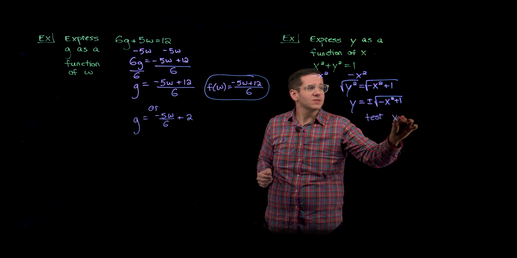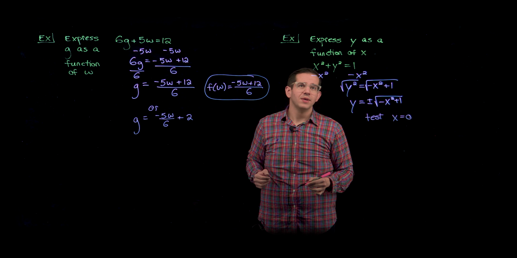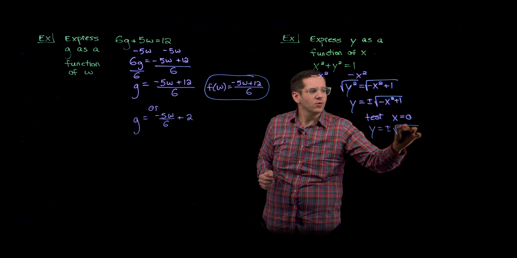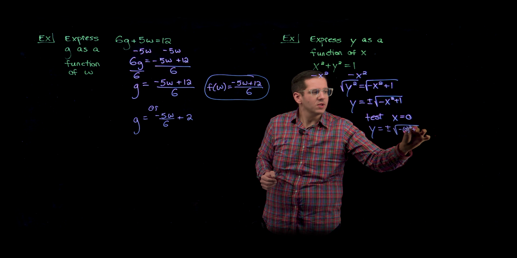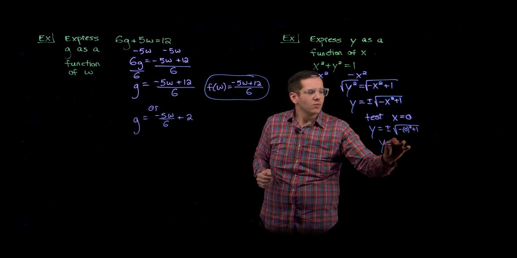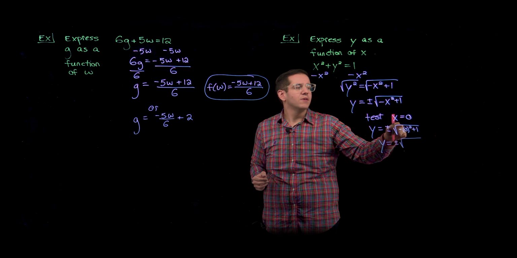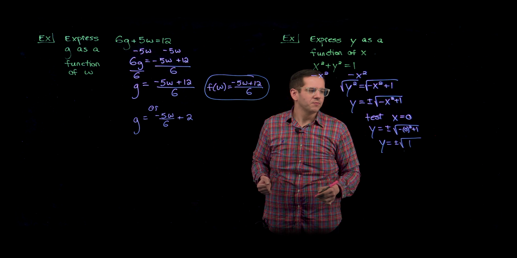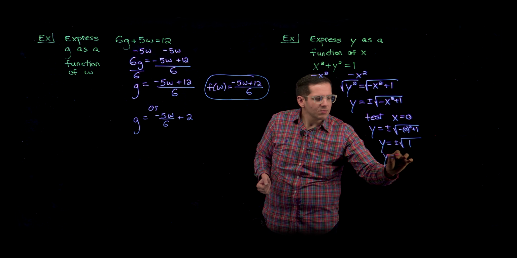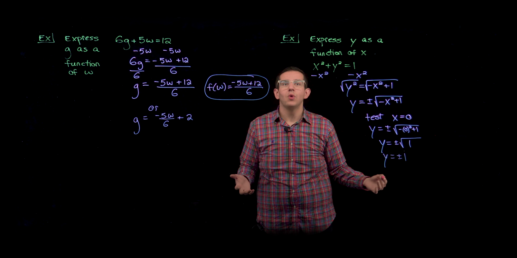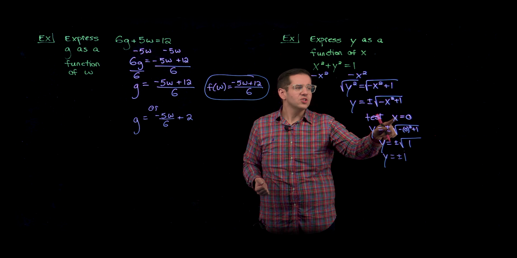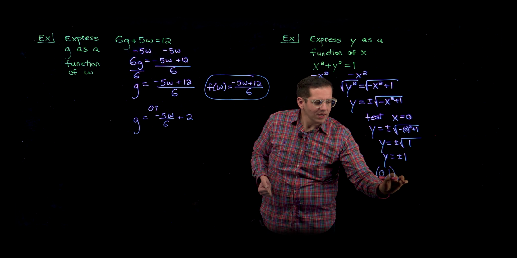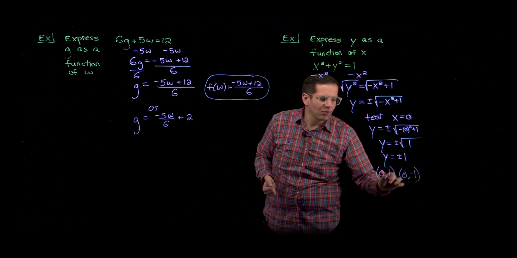Let's test x equals 0. If x equals 0, we will have y equals plus or minus the square root of negative 0 squared plus 1, which gives us plus or minus the square root of negative 0 squared is just going to be 0, plus 1 is 1. So we have y equals plus or minus the square root of 1 is 1. The issue is if we write this as coordinates, we would get x is 0, y is 1, x is 0, y is negative 1.